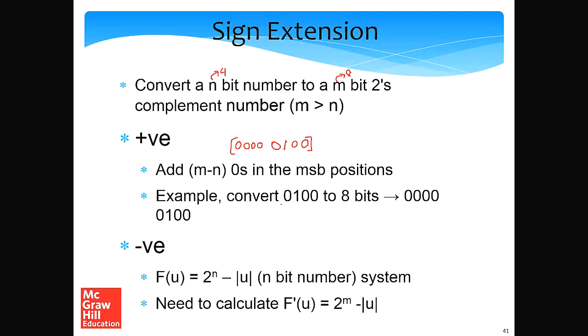Now let's assume that the number is negative. So let's consider minus 4. Minus 4's representation is 1100 in the 2's complement system. So we need to calculate what would be the representation of minus 4 in an 8-bit number system. How do we get this number? The decimal form of this is 12, and this is 16 minus 4. In 8 bits, we need to compute 2 to the power 8 minus 4. So 2 to the power 8 is 256 minus 4.